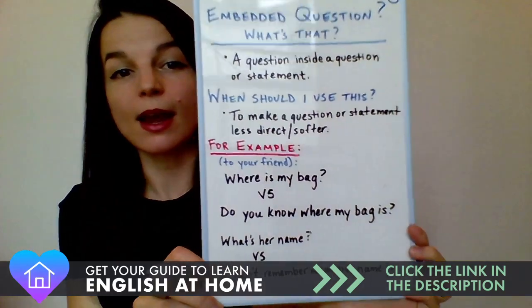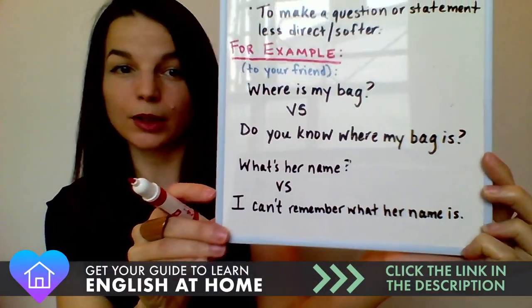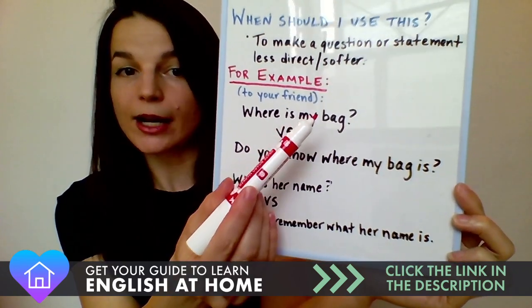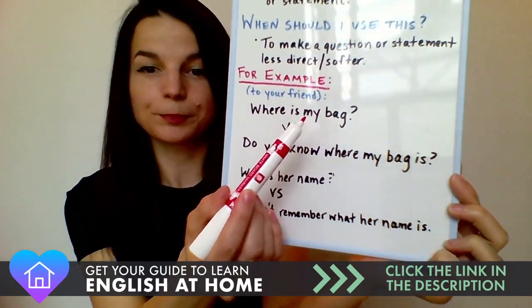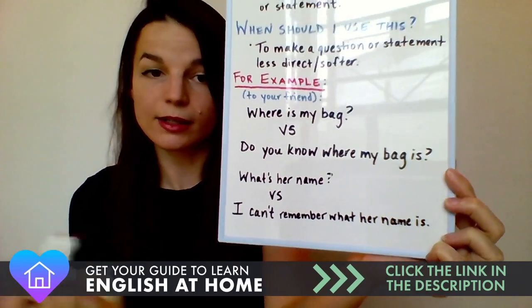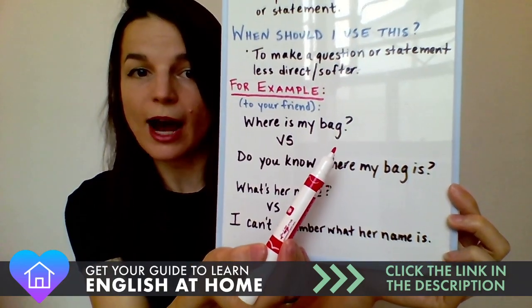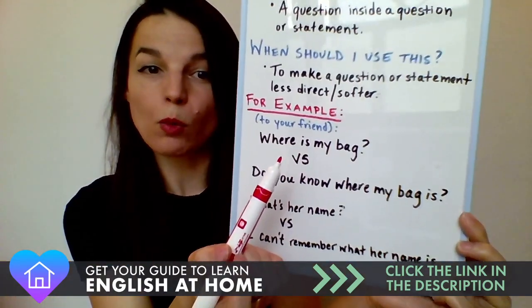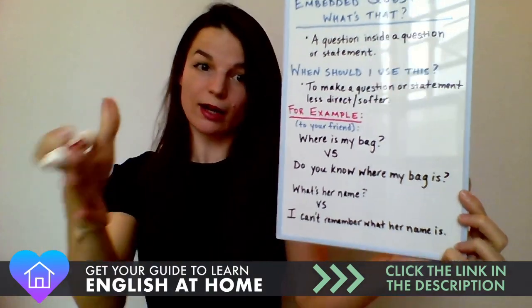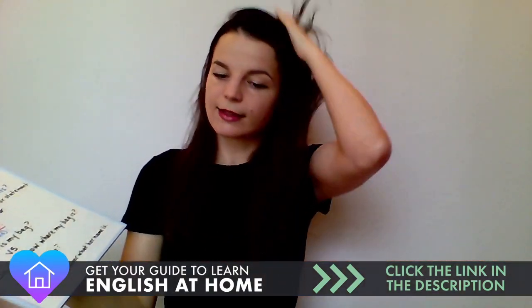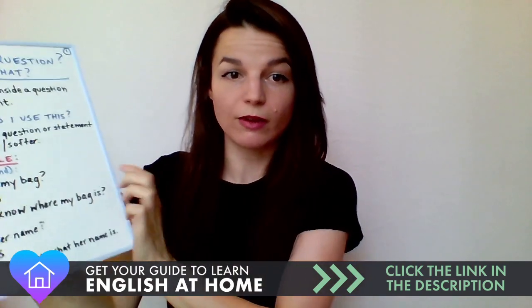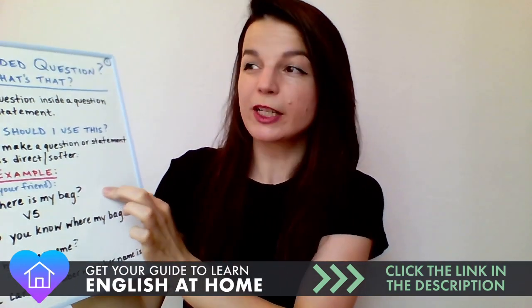So let's begin with this example here. The first example here is, where is my bag? Imagine you're talking to a friend, yeah? So if you're talking to a friend and you have 2 options, which of these is going to sound softer? So this question, where is my bag? This is a direct question, yeah? So it's like, I can't find my bag in this situation. If I say to my friend, where's my bag?